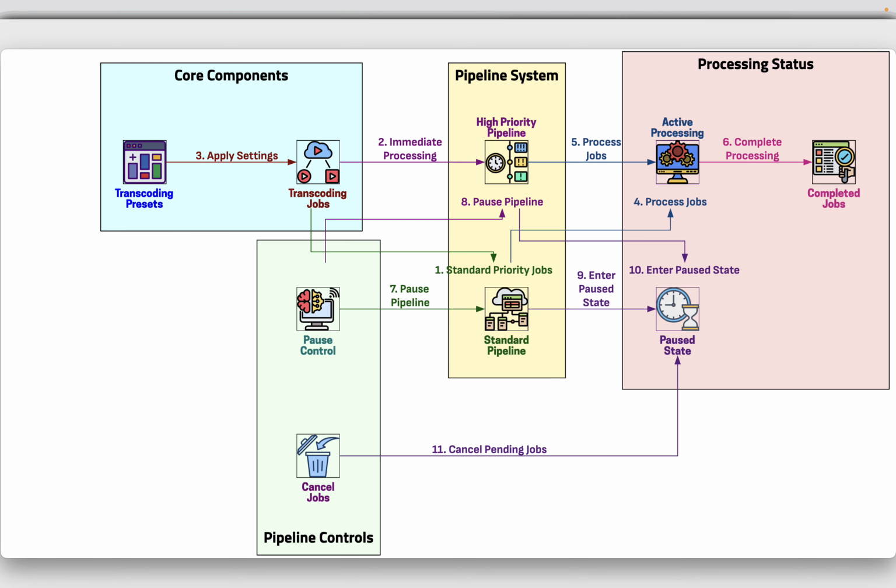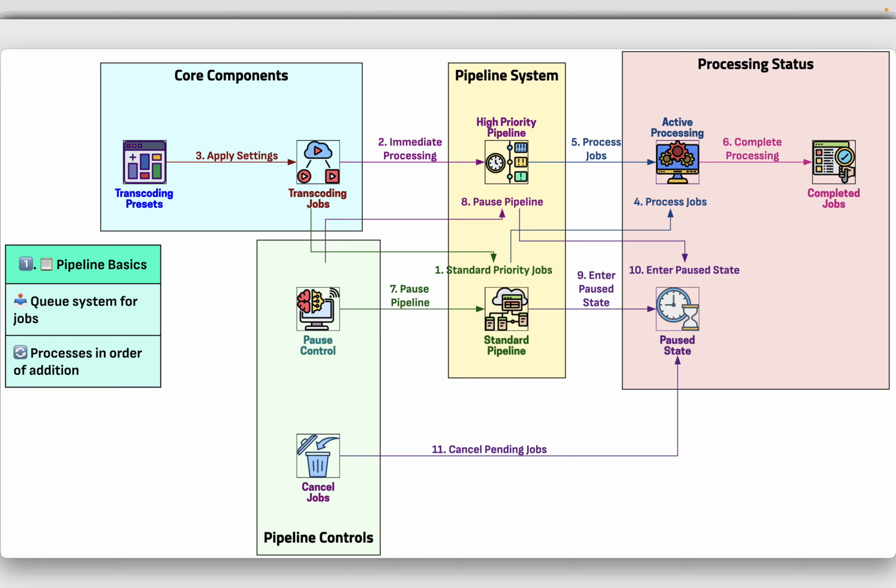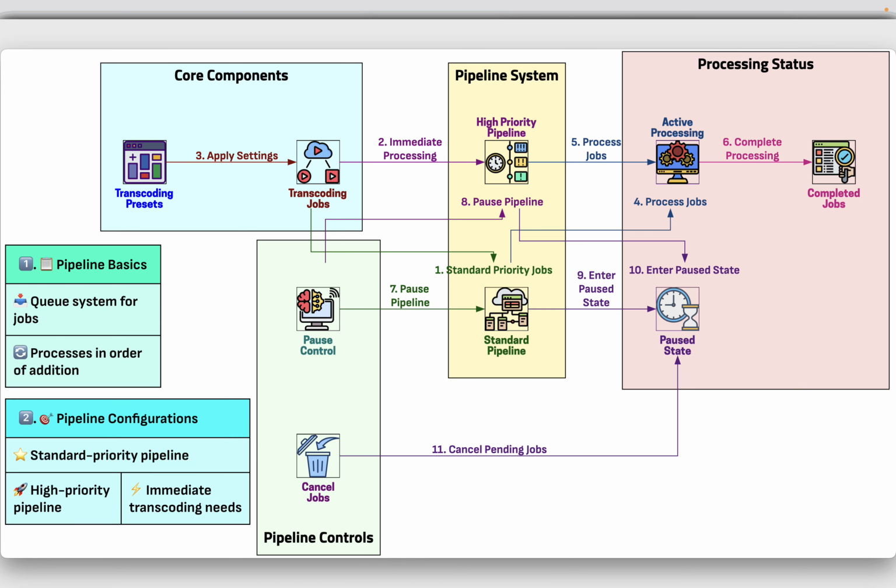So first one is working with pipelines. Pipelines serve as job management queues in Elastic Transcoder, where jobs are processed in the order they are added. When creating a job, users specify which pipeline should handle the transcoding process. Pipeline configuration typically involves creating two distinct pipelines: a standard priority pipeline for routine jobs and a high priority pipeline specifically designated for urgent transcoding needs that require immediate processing.